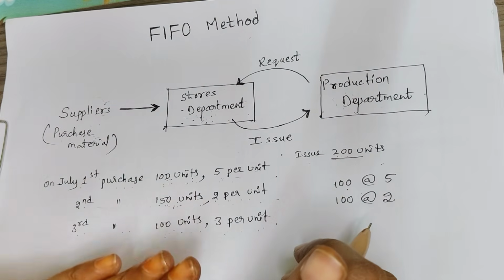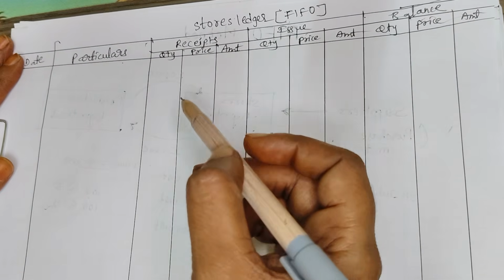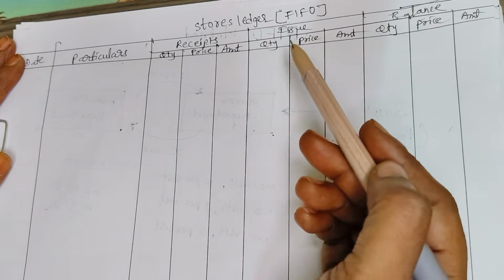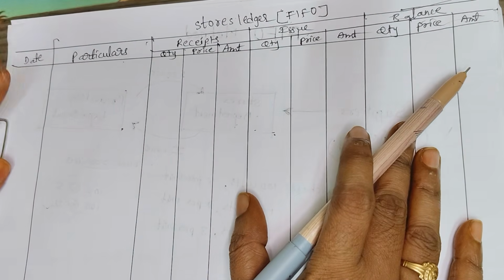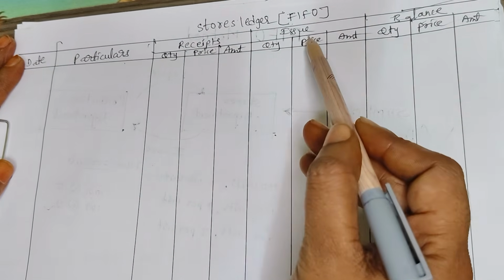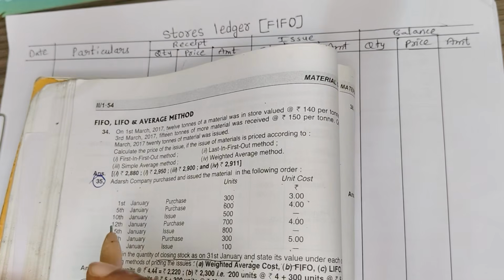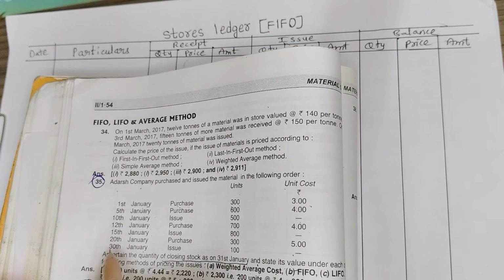Okay, let's see a practical example. Let's start our solution. For the solution you require a stores ledger. If it is FIFO method, LIFO method, weighted average or simple average, we use the same format: date column, particulars column, receipt, issue, balance. So let's start our solution. According to date wise you need to follow.